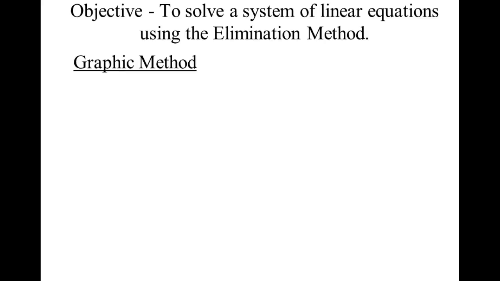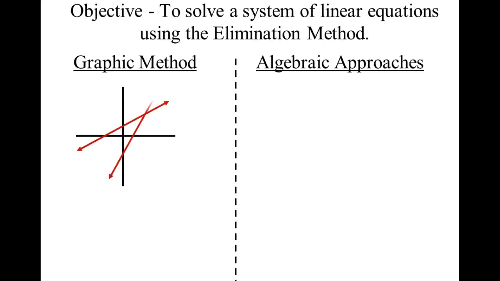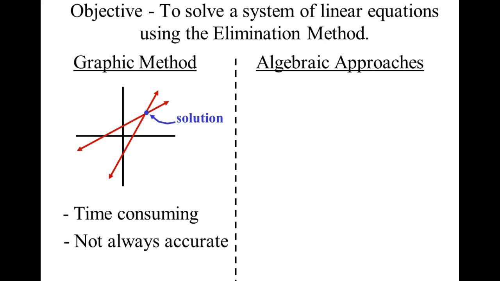So, just want to show you where we've been and where we're going. Okay, so we did graphing. Remember, that's the answer where they intersect. But that could take a while, especially if you don't have a graph. And if you have fraction answers, you're not going to be able to look at that and say, oh, it's these 2 decimals. So, not always reliable.